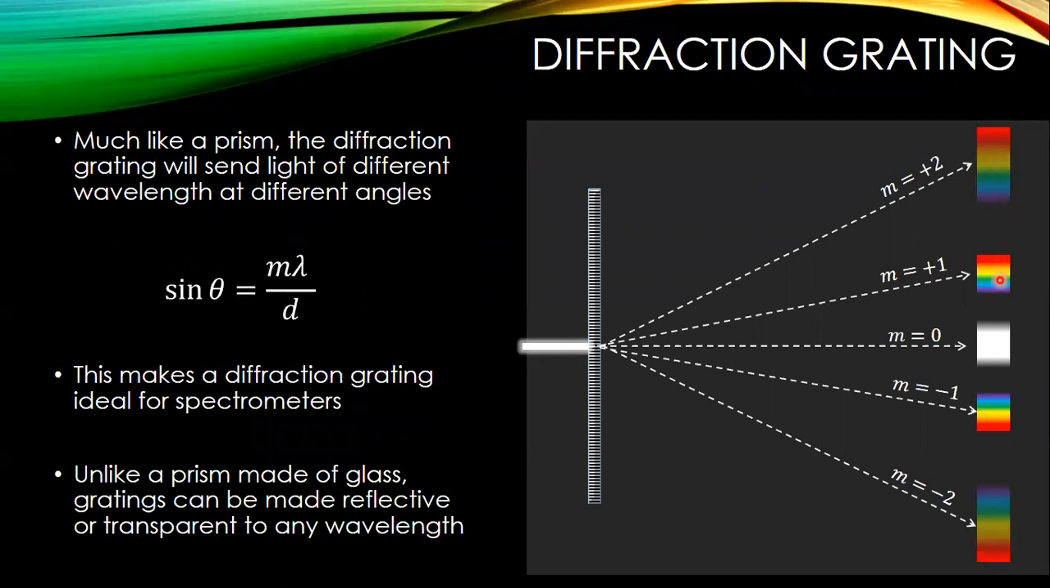All right? The angle at which the light is diffracted, this is actually the opposite of what we see with a prism. The shortest wavelength light is diffracted the least. The longest wavelength is diffracted the most.